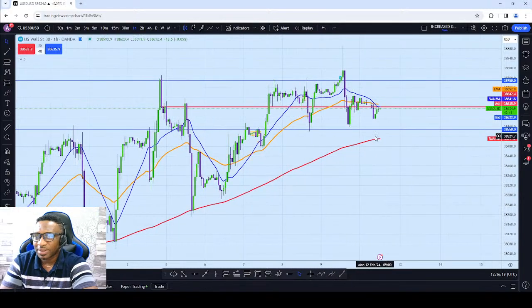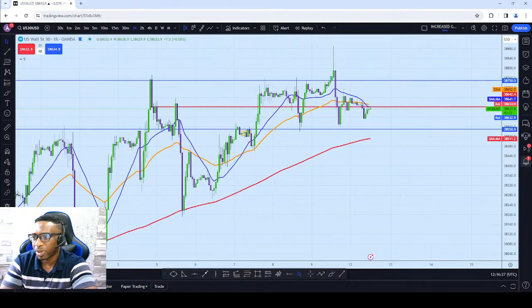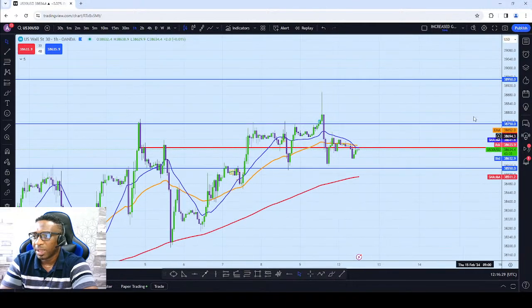So once it breaks out of here, then we'll target the next key level, which will be somewhere up here. Yeah, so the next key level is the 38950 level. That is the next key level, that if it continues going up, that's our next target.